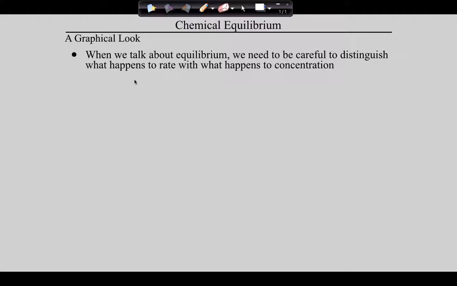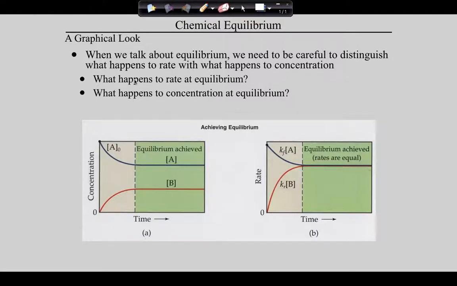And so, in order to talk about this, we need to distinguish. I would say a better word would be differentiate, to separate, to figure out what's going on. So, when we talk about equilibrium, we need to know what is going on with rate and what is going on with concentration at equilibrium. And again, we did learn this last year, but I believe it's worth talking about. So, the idea is this. Just let this soak in for a second.